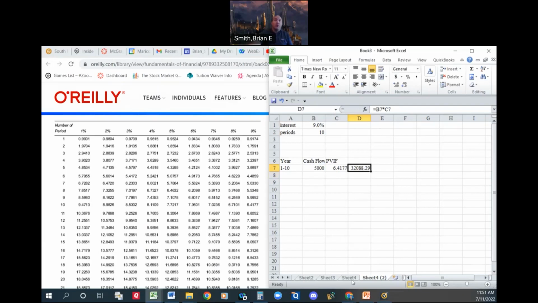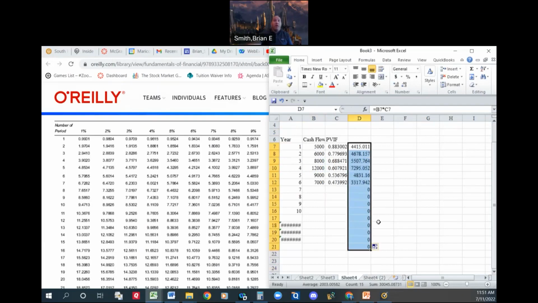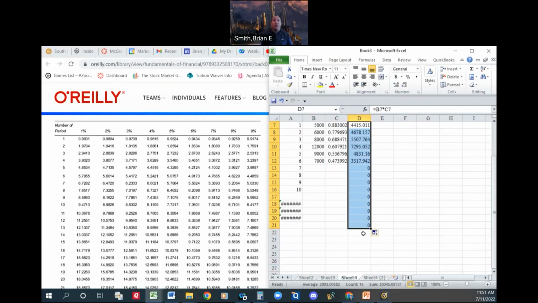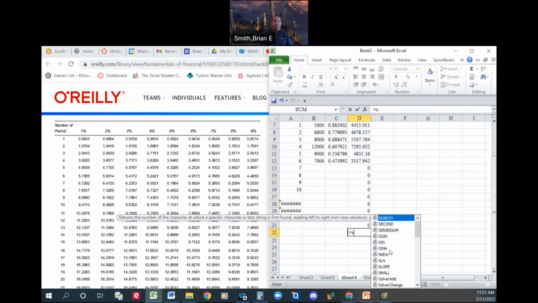All right, so if we were to finish off this table, we would just go equals this times this, and we would drag this puppy down. And then maybe we had one down here where it would sum it all up. Let's do that there, equals sum.